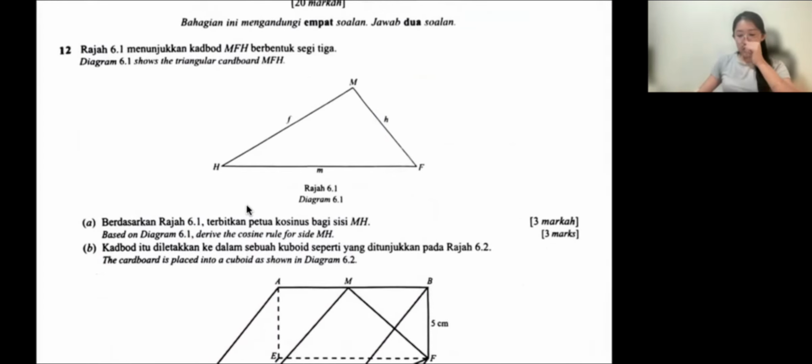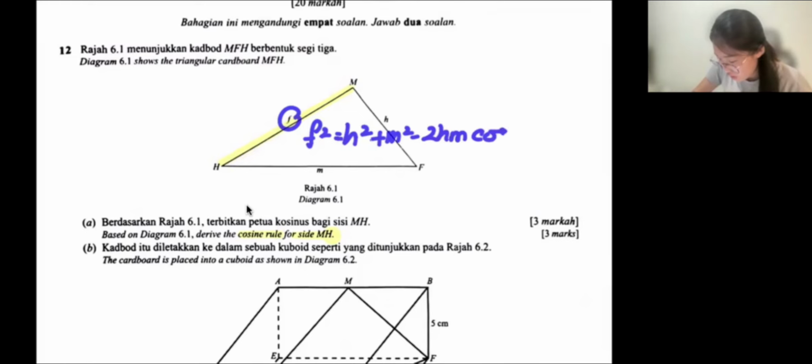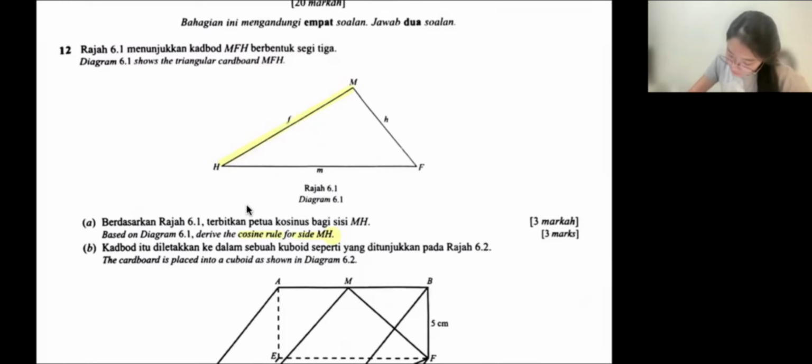Diagram 6.1 shows the triangular cardboard MFH. Based on diagram 6.1, derive cosine rule for the side MH. MH is this side. So which means your cosine rule, F squared has to be the title. Then H squared plus M squared minus 2HM cos F. Sorry, cos F, not M, F here. So we are taking this angle as the subject. Not the other ones, because you need this line. So therefore, you are going to compare with this angle.